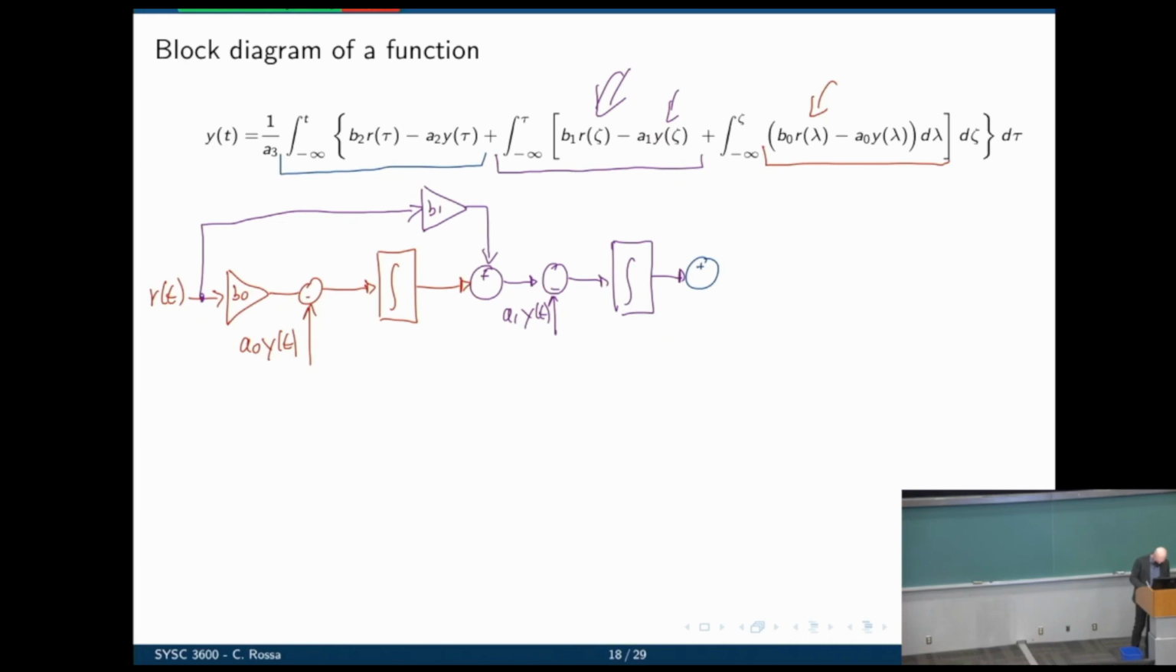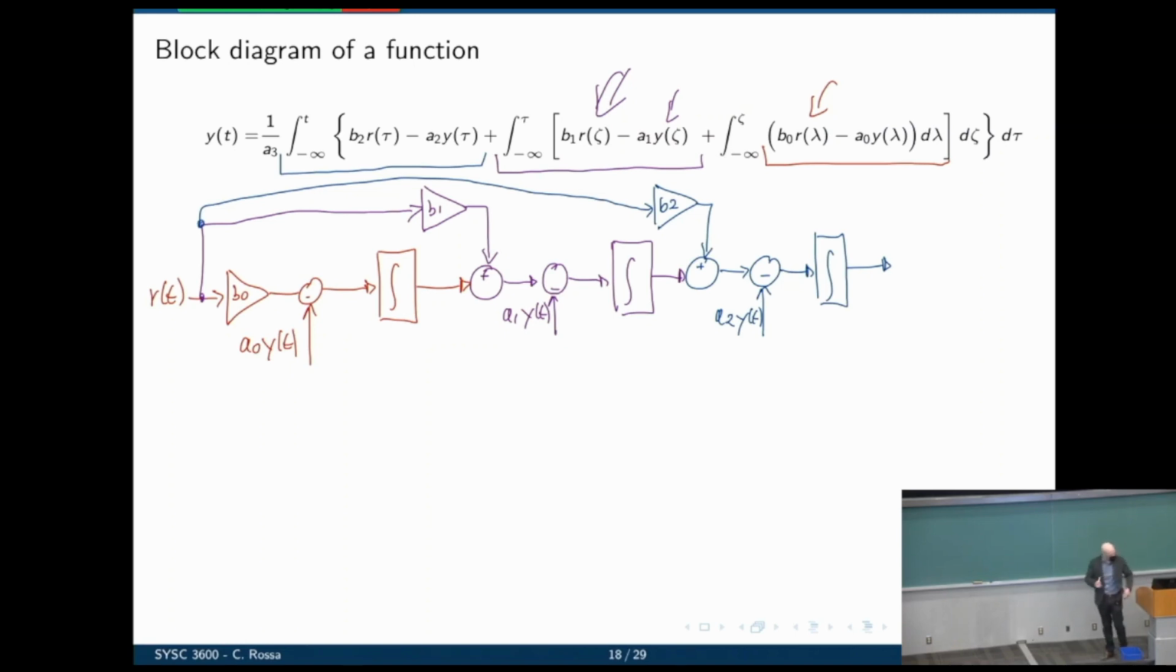Right. And now we have the last one there, and the last one requires plus b2 times r. So we can go pick off r over there. We are subtracting a2 times y of t. The result of this now needs to be integrated once again. And at this point, what have we created? We have all these integrals together. Don't forget the 1 over a3. Now I have to multiply the entire thing by 1 over a3. And what is the result?